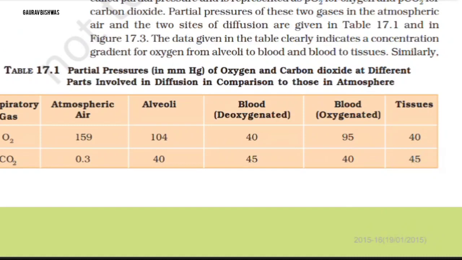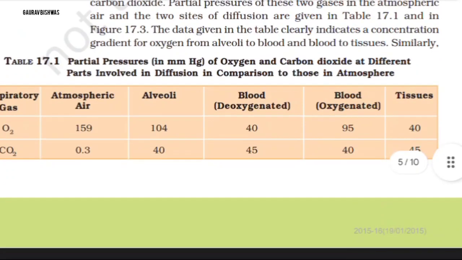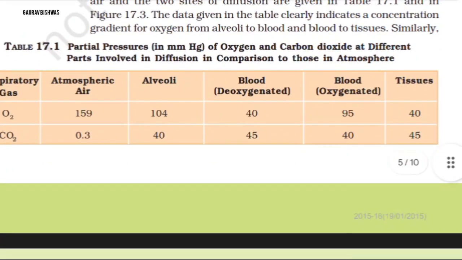Table 17.1: Partial pressure in mmHg of oxygen and carbon dioxide at different parts involved in the diffusion, in comparison to those in the atmosphere. Respiratory gas: atmospheric air, alveoli, blood (deoxygenated), blood (oxygenated), and tissue. For O2: atmospheric air is 159, alveoli is 104, deoxygenated blood is 40, oxygenated blood is 95, and tissue is 40. For carbon dioxide: atmospheric air 0.3, alveoli 40, deoxygenated blood 45, oxygenated blood 40, tissue 45.